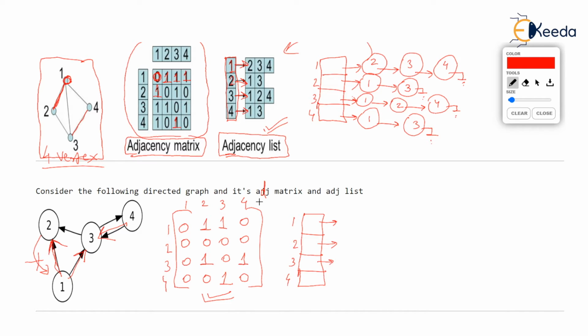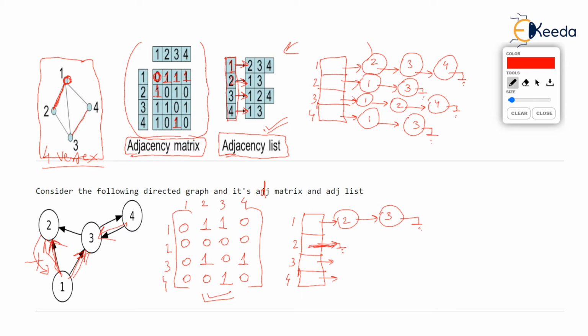So vertex 1 is adjacent to 2 and it is adjacent to 3. So we will have 2 and 3 in our list. We say vertex 1 is adjacent to vertex 2 and vertex 3. Similarly, you observe 2 is not adjacent to anyone. So this second pointer will be directly null. This second list is empty. It doesn't point to any adjacent nodes.